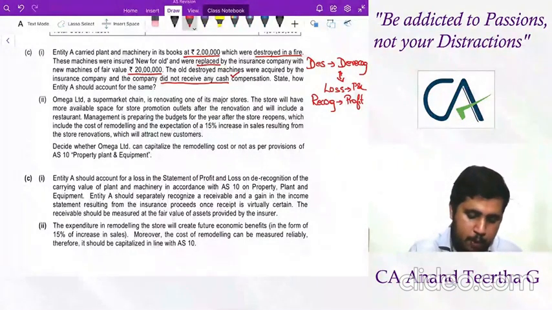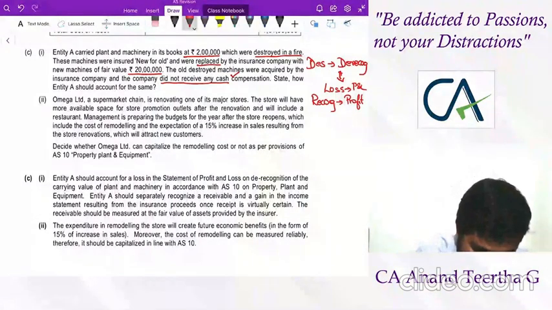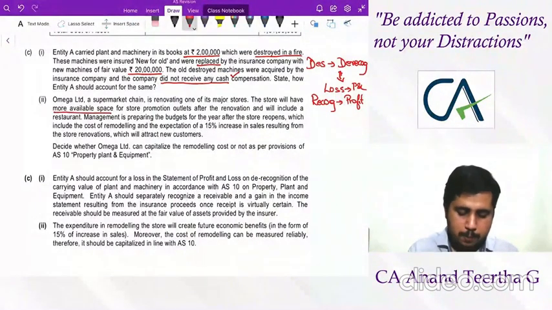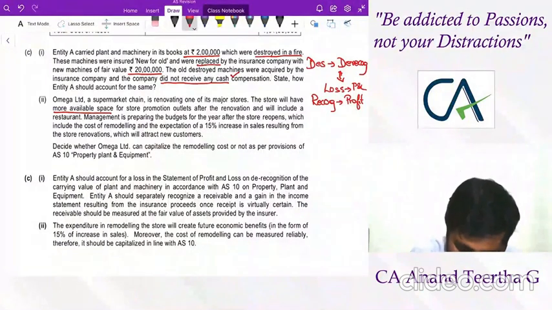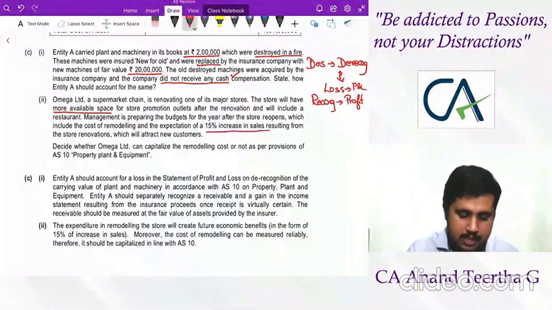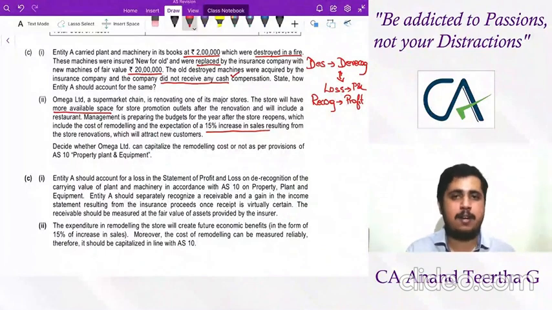Now the second one. Omega Limited, a supermarket chain, is renovating one of its major stores. The store will have more available space for store promotion outlets after the renovation and will include a restaurant. Management is preparing the budgets for the year after the store reopens, which include the cost of remodeling and the expectation of a 15% increase in sales resulting from the store renovations, which will attract new customers. Decide whether Omega Limited can capitalize the remodeling cost or not as per the provisions of AS10.